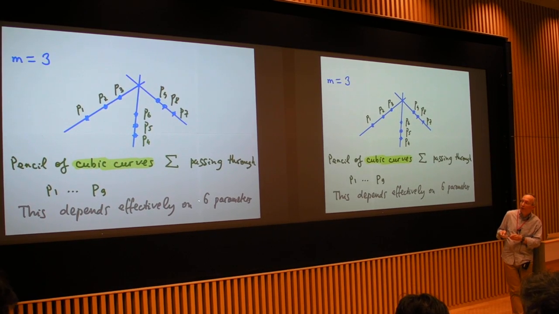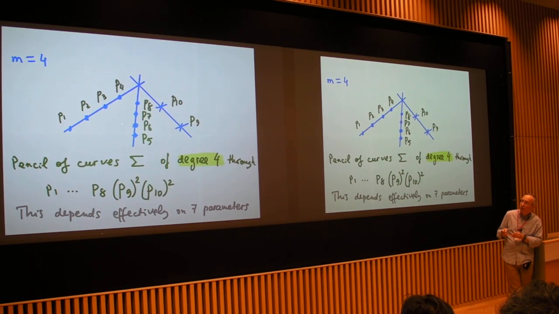And for this fibration, how many parameters do we have here? You might think we have 9 parameters for positions of points, but remember there was one constraint, so 8. And also you can make a projective transformation which keeps these 3 lines in place and reduces parameters to 6.